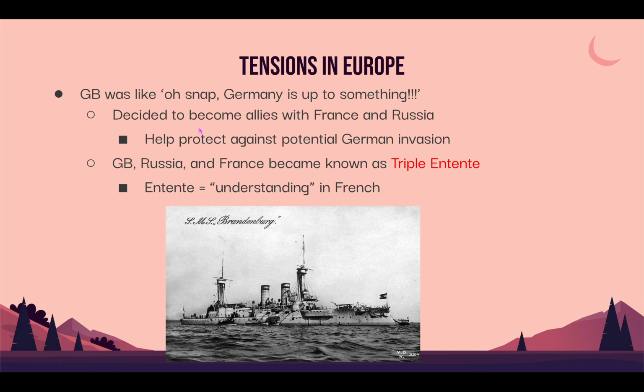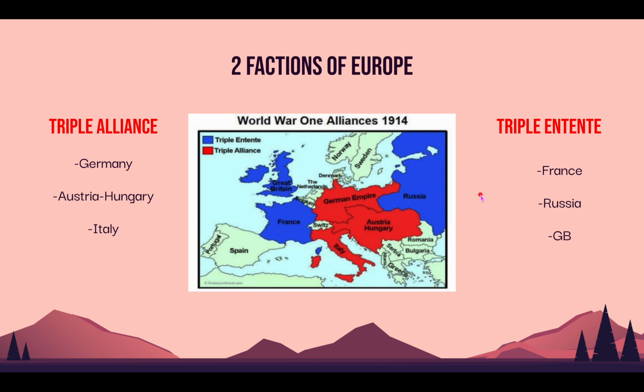So Great Britain decides to become allies with France and Russia to help protect against a potential German invasion. So Great Britain, Russia, and France became known as the Triple Entente. Entente means understanding in French. So there are two factions of Europe before the start of World War I. Over here, we have the Triple Alliance, which is Germany, Austria-Hungary, and Italy. Then we have the Triple Entente, which is France, Russia, and Great Britain.